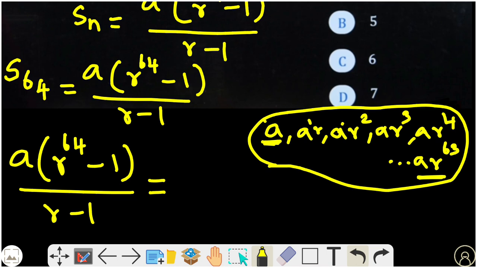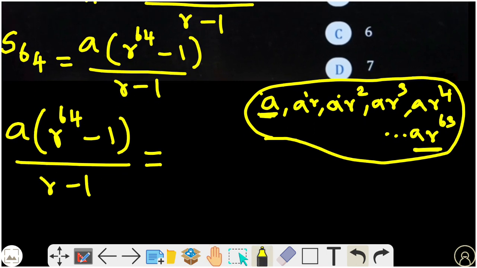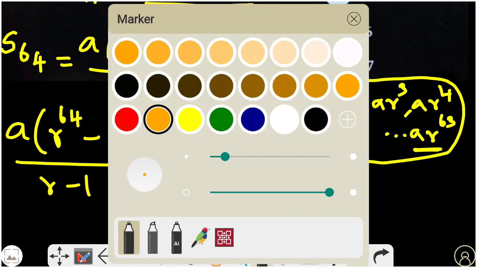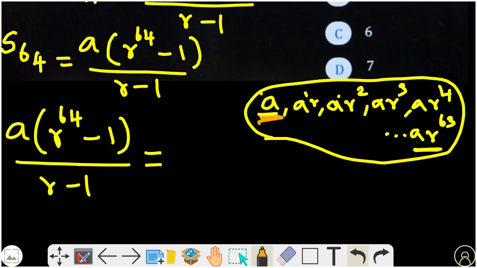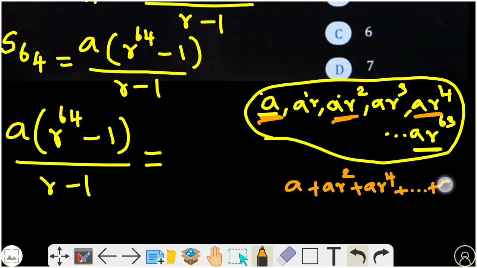Now we have to pick the odd terms. What are the odd terms? Odd terms means odd positions. So these are our odd positions: a, ar square, ar power 4. So a plus ar square plus ar power 4 plus etc. plus ar power 62. So these are all the odd terms.